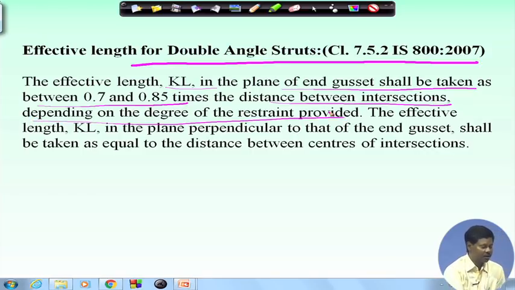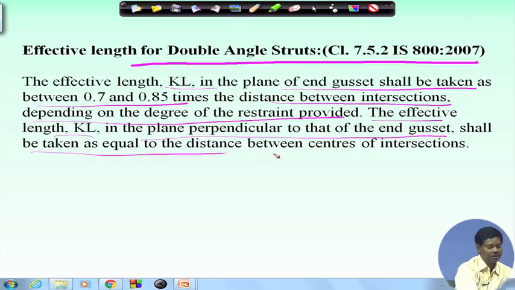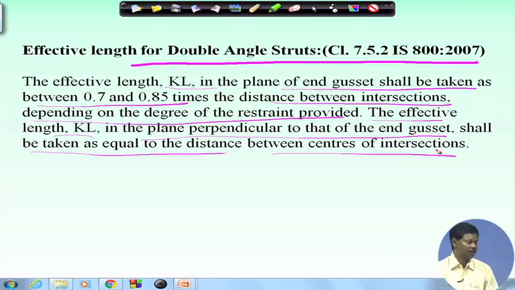So, depending on the degree of restraint provided, the effective length will be considered as 0.7 to 0.85 times the distance between intersections, and the effective length KL in the plane perpendicular to that of the end gusset shall be taken as equal to the distance between the centers of intersection. That means here the K value will be 1. So, this is what the code provision says.